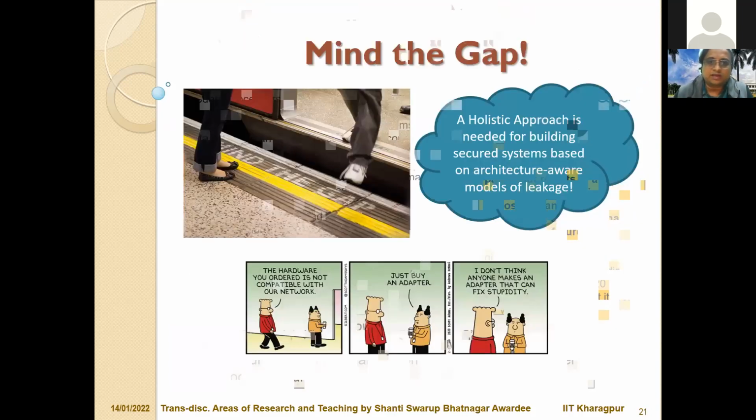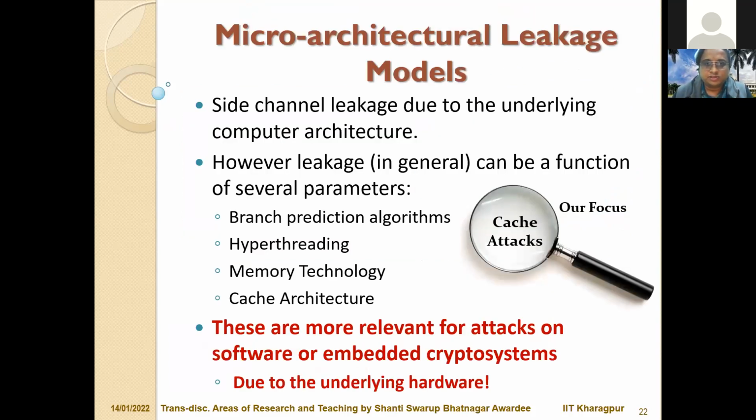It is very important to mind this gap. A holistic approach is needed in order to build secure systems, by understanding and modeling the proper architecture-aware leakages. So the question is, how do we build or ensure secure microarchitecture? There are different kinds of hardware artifacts, for example the branch prediction algorithms, hyper-threading, memory technology, and cache architectures, which can leak information, knowingly or unknowingly.